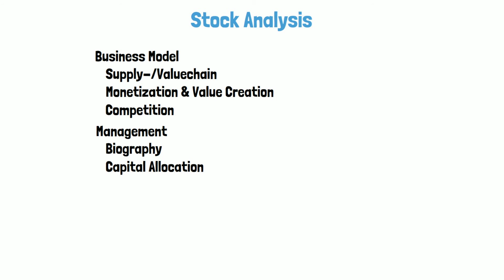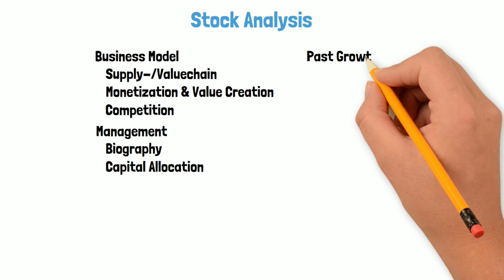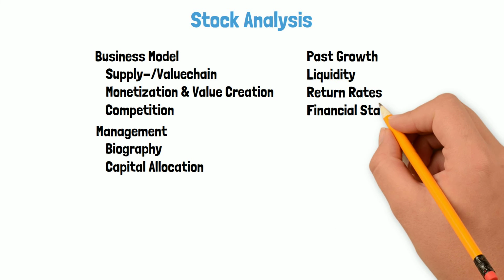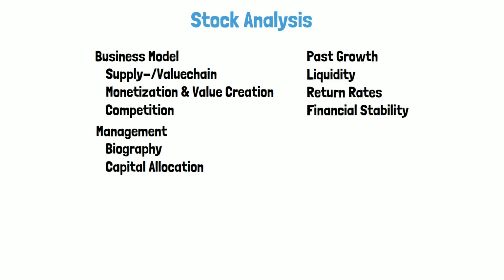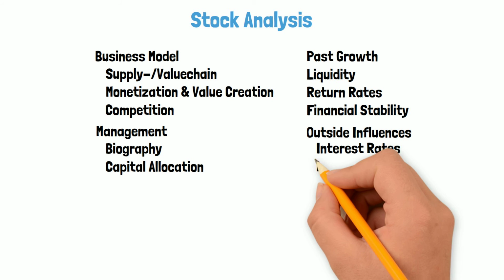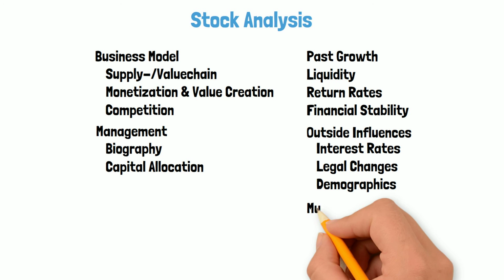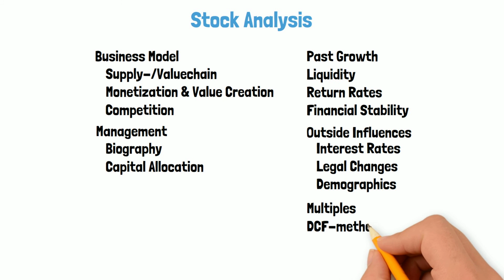Having done this, we move on to the quantitative side of the business, where we start off with the past growth of the company and continue with liquidity measures, return rates, and financial stability. After this, we try to anticipate how possible changes of the company's surroundings could influence its business. For example, changes in interest rates, legal changes, or demographic factors. Eventually, we then finish by assessing whether or not the company seems undervalued to us, based on multiples or sometimes the discounted cash flow method.